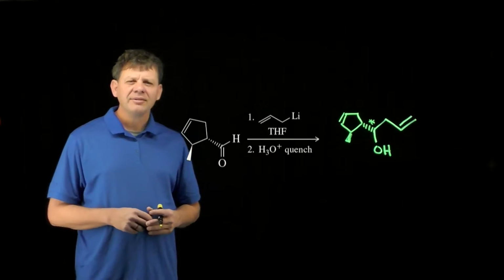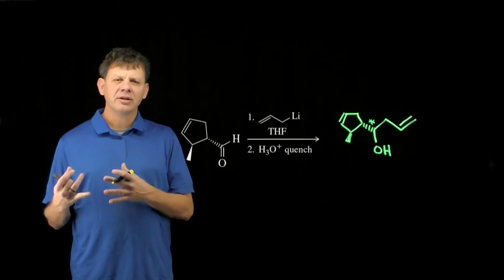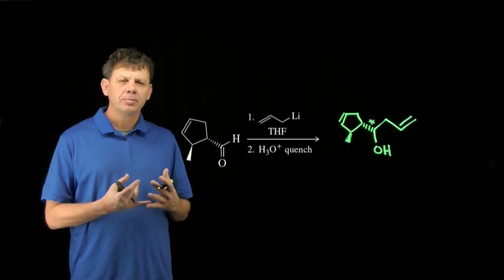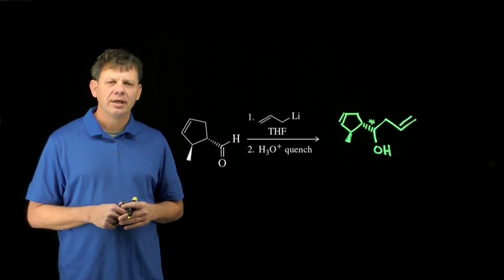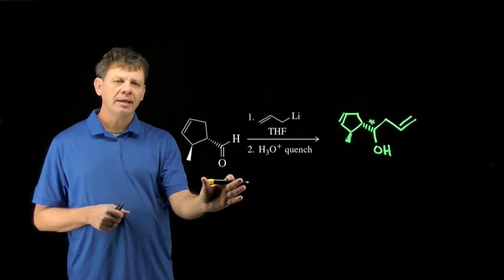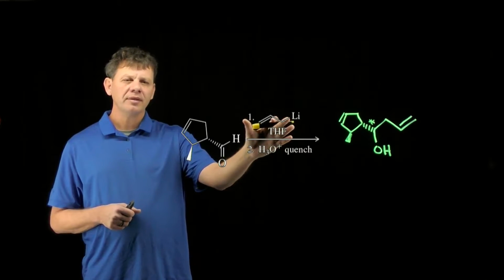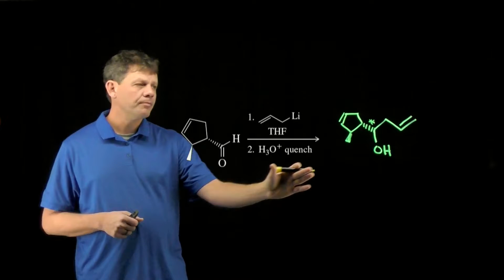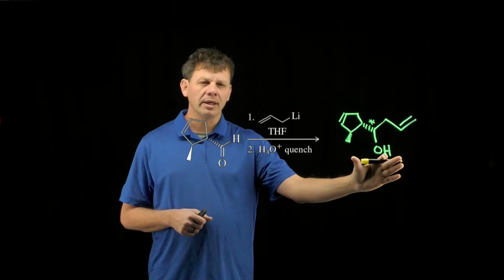This assessment asks us to tell whether the reactions in an earlier assessment produced primary, secondary, or tertiary alcohols. In this case, we're starting with an aldehyde, and we're reacting it with an organolithium reagent followed by an acid quench. This is the product that we expect.